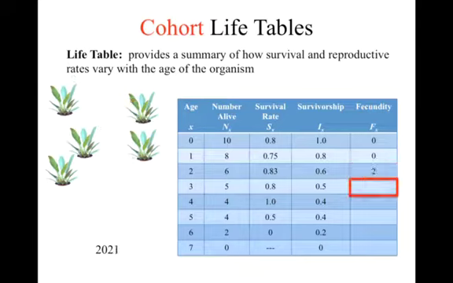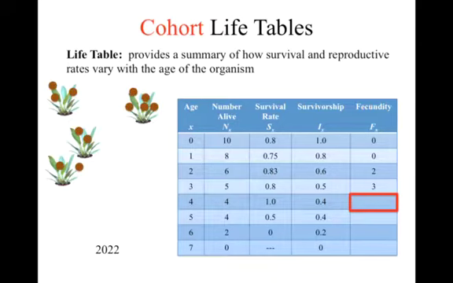I go back in 2021 when my cohort is age 3, and I count the number of babies they're making. 1, 2, 3, 4, 5, 6, 7, 8, 9, 10, 11, 12, 13, 14, 15. I have 15 babies and a total of 5 plants. And so on average, each plant is making 3 babies when they're age 3. I can go back in year 4, count the babies, divide by the number of plants. Again, in this case, each plant on average made 3 babies.